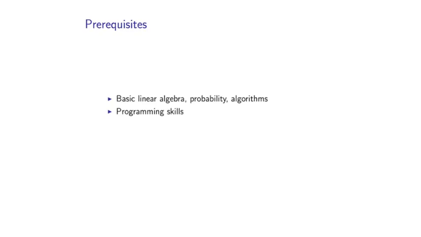So in terms of prerequisites for the class, coming into the class, you should know some basic linear algebra. Some basic probability will be key, so you should know what a discrete distribution is, what a random variable is. And finally, some basic knowledge of algorithms in computer science. And secondly, there are going to be some programming assignments in the course, so you should have some basic programming skills. For example, if you can program in Python or Java, that should be plenty for this course.